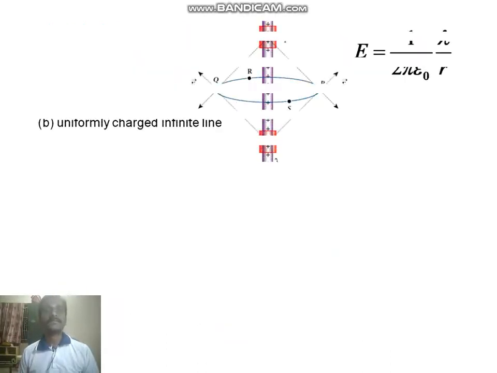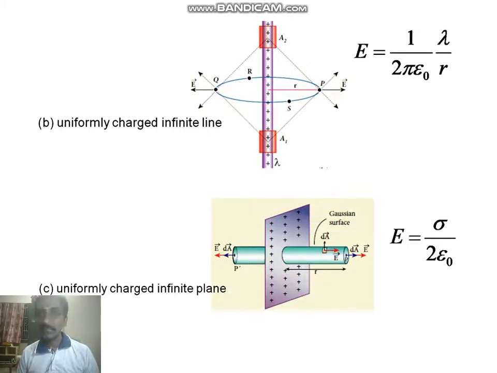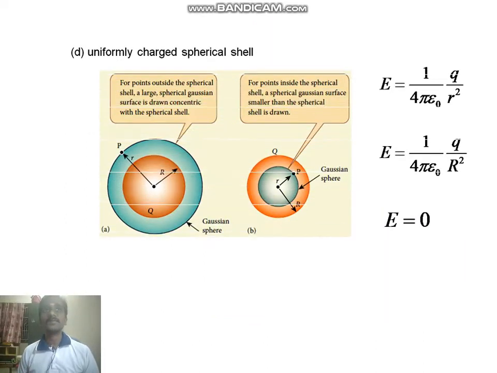In the case of the second, the uniformly charged infinite line, we also have the electric field: E equals 1 by 2 pi epsilon naught lambda by r. And in the third case, uniformly charged infinite plane, E equals sigma by 2 epsilon naught. And in the fourth case, the uniformly charged spherical shell, we have three cases: E equals 1 by 4 pi epsilon naught q by r square, E equals 1 by 4 pi epsilon naught q by capital R square, and the third case is E equals 0, that we already discussed.